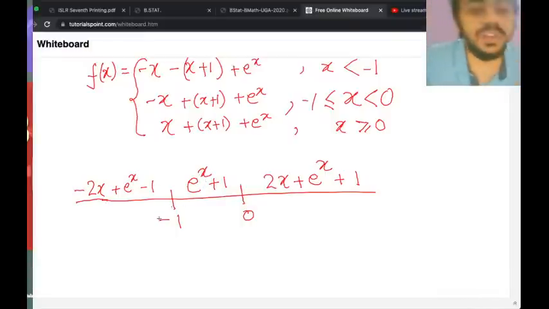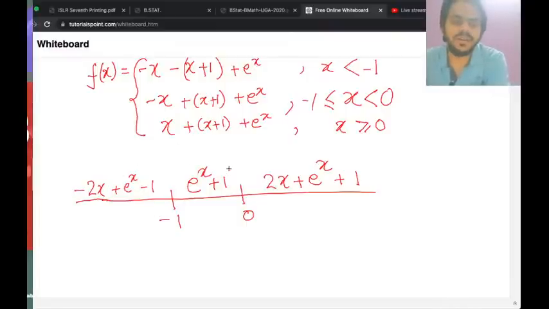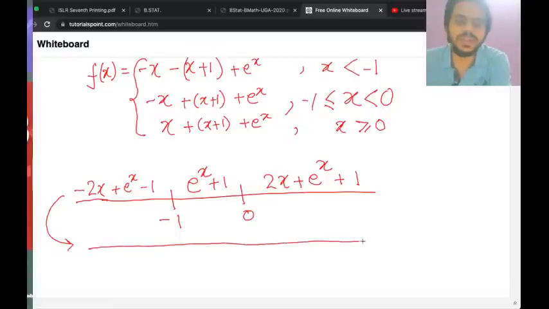Now how would I check the differentiability? A very standard way to think, because we have a polynomial and exponential kind of shape, is to directly differentiate in the piecewise regions, and then we will automatically understand if it's differentiable or not. So if I differentiate, I'll have minus 2 plus e^x, so e^x minus 2. Over here I will have simply e^x, and over here I'll have e^x plus 2.